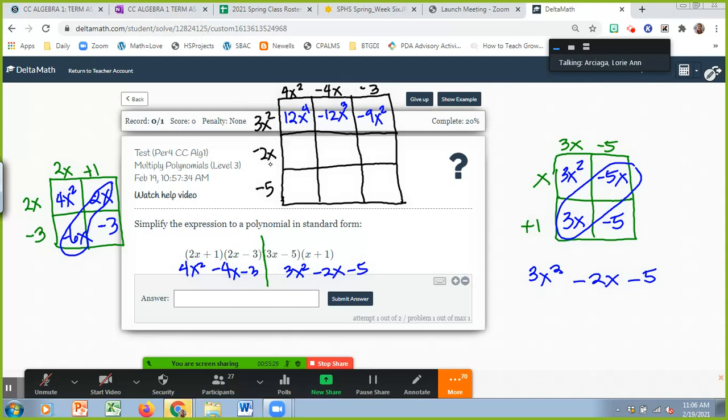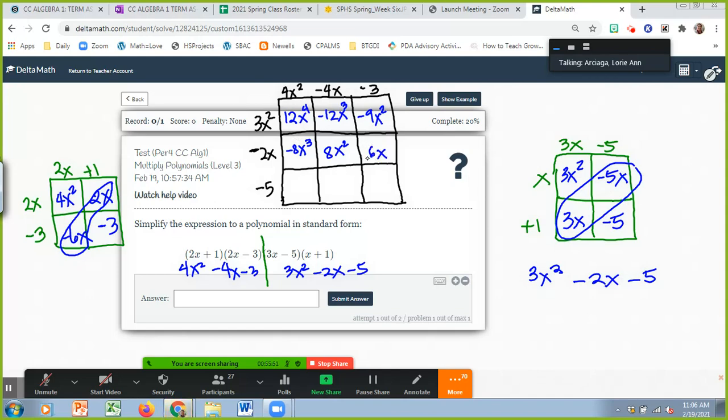4 times, is this a negative 2? Yeah, that's a negative 2. Doesn't look like a negative. Oh, sorry, Bixby. My bad. So, that's negative 8x cubed. And then negative times negative is positive 8x squared. Negative 3 times negative 2 is positive 6x.